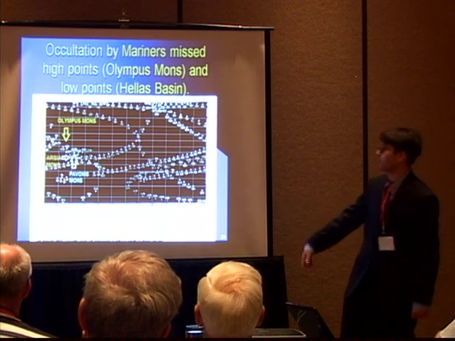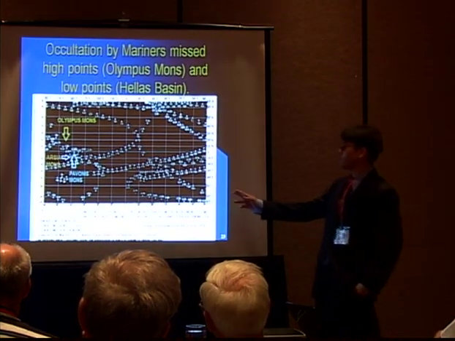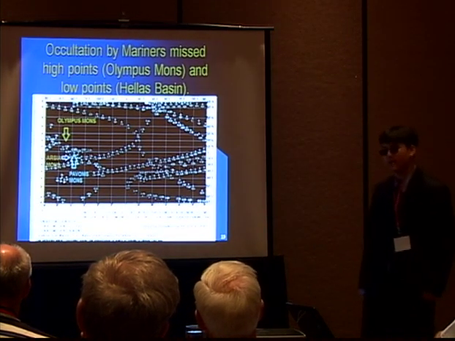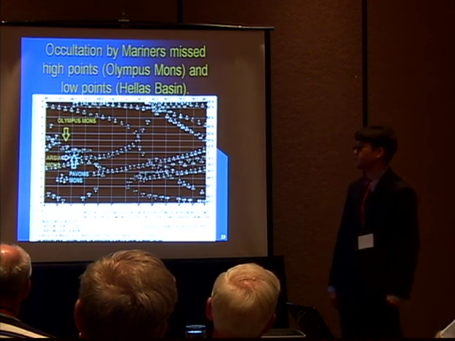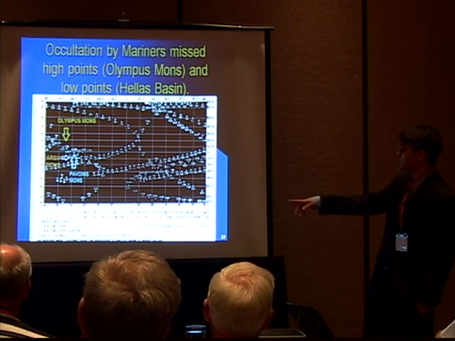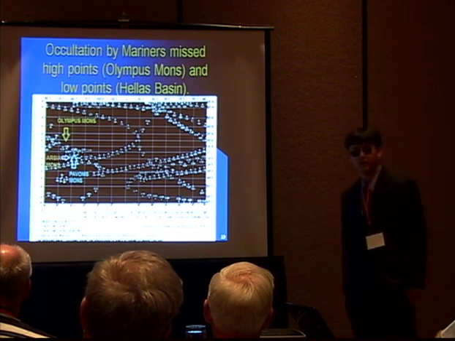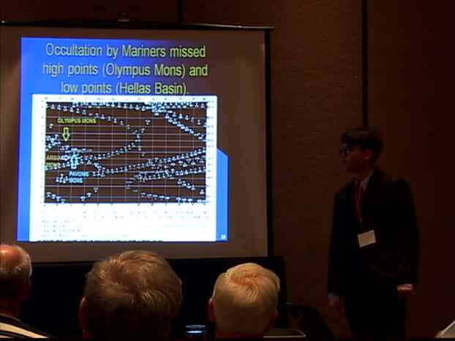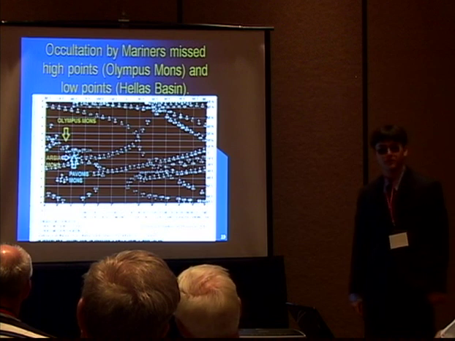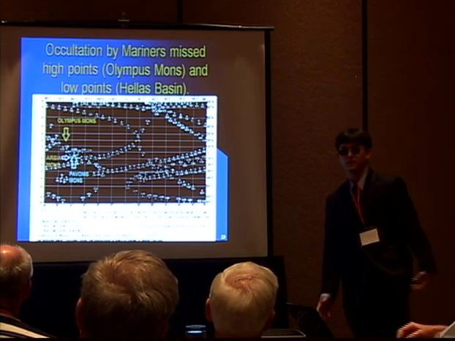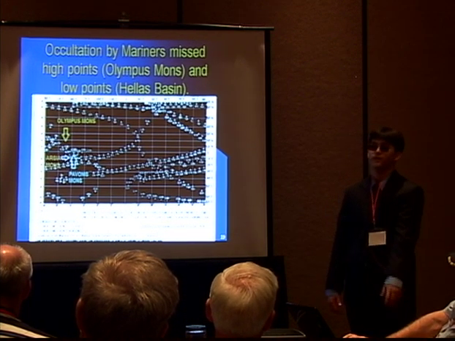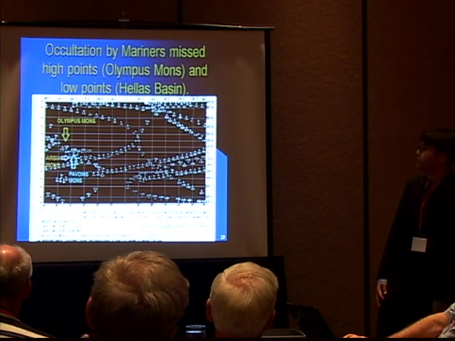Occultation, using the graph, these are all the occultation points from the Mariner 9 orbiter. It missed the low and high points on Mars, Hellas Basin and Marcellus, but it did get Pavonis Mons, which is about 14 kilometers high, and it took a reading there. But it stated that it was based on pressure altitudes, which tends to make me believe they just measure the height of the mountain and use scale height to derive the pressure.